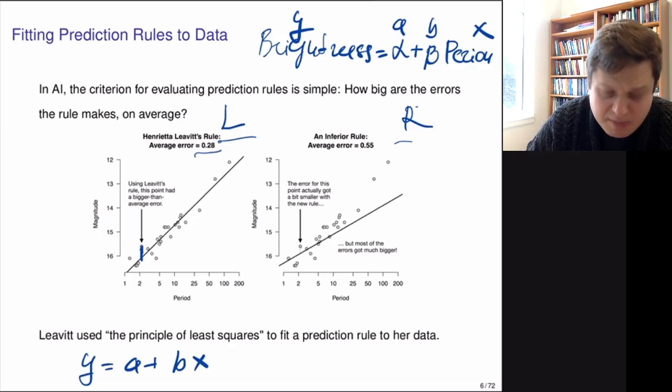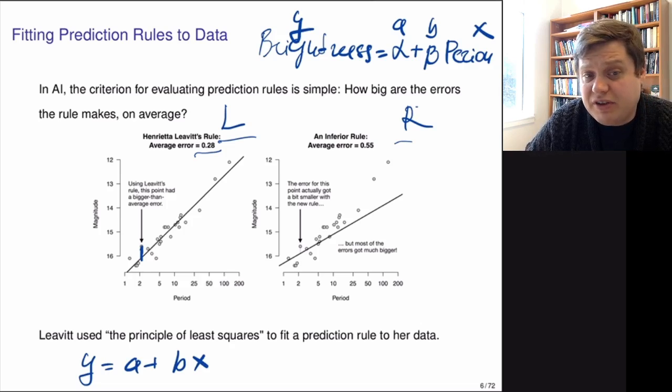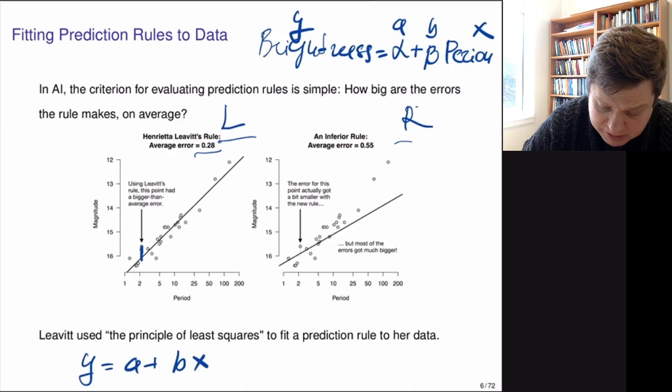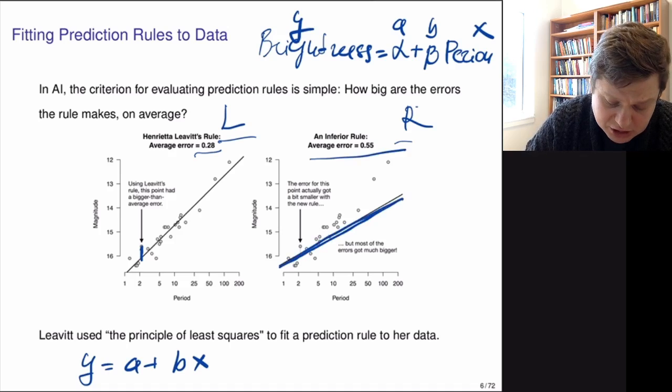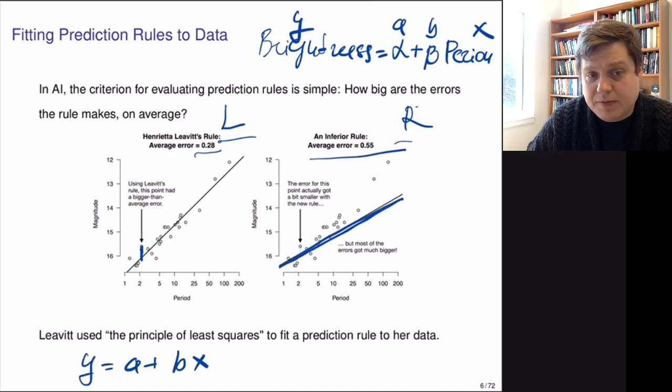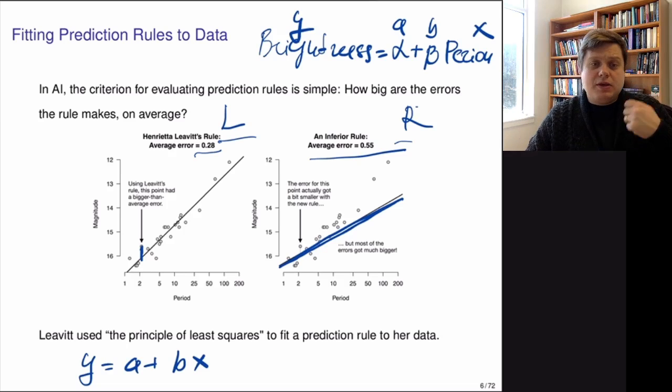And you can say, okay, maybe it's not a good model. Maybe you can find a different model. Maybe you can try a different line here. And if you calculate errors for this line, they become larger. So essentially, Henrietta Leavitt's model was the best. Best means you cannot find a different line that leads to a smaller average error.